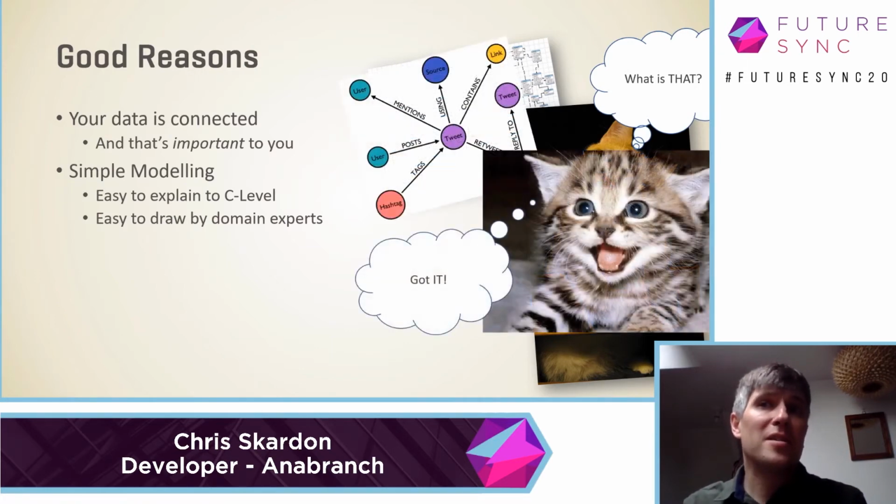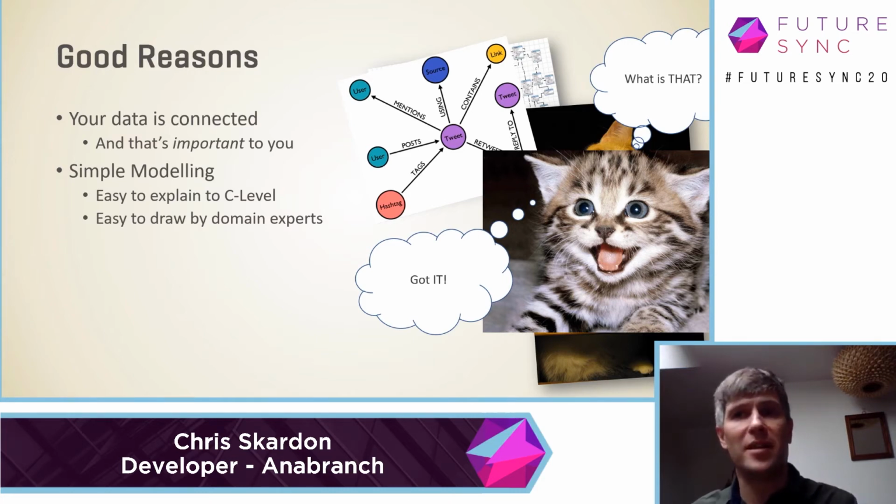When you take a graph database, it's much simpler. Even the domain experts themselves can draw it and they can look in. It's easy to see that a tweet here, for example, mentions a user. You can read that very easily, and you can access it very easily. Okay.